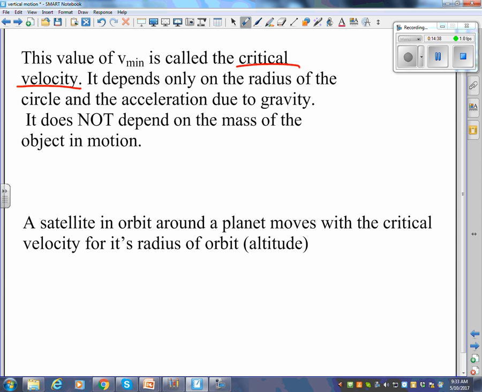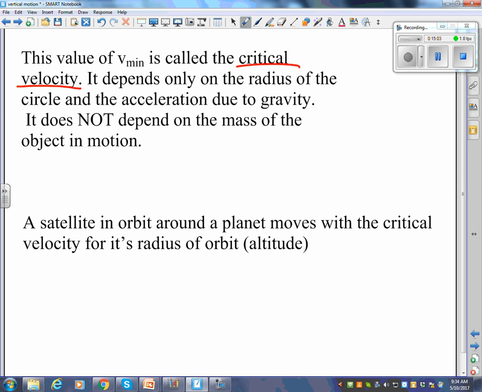Now, when NASA or other telecommunication companies put satellites in orbit, a satellite in orbit around a planet moves with a critical velocity for its radius of orbit or its altitude. What would happen if it moved faster? Like, if I go faster here, nothing happens. It just goes faster because it's attached by a string. What happens if the satellite's going faster?